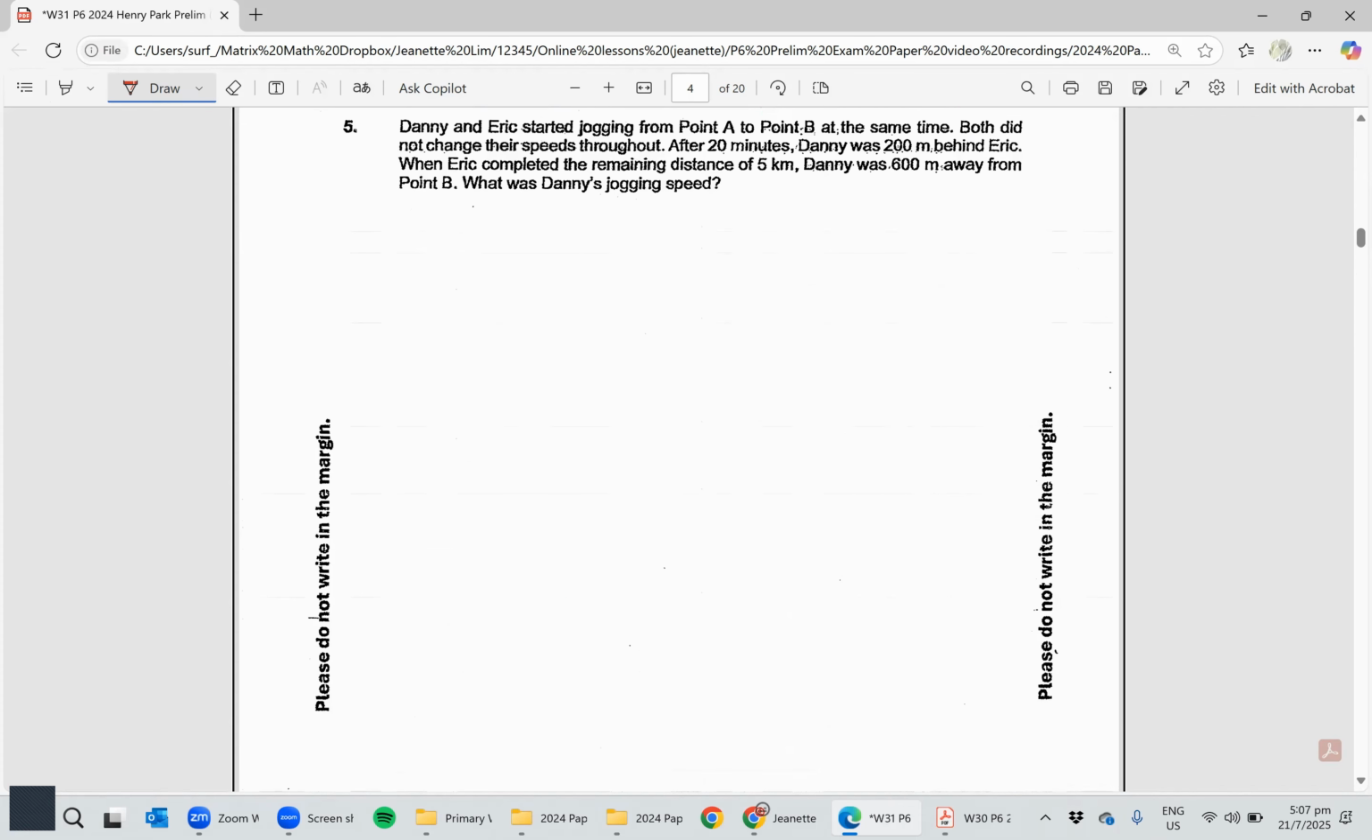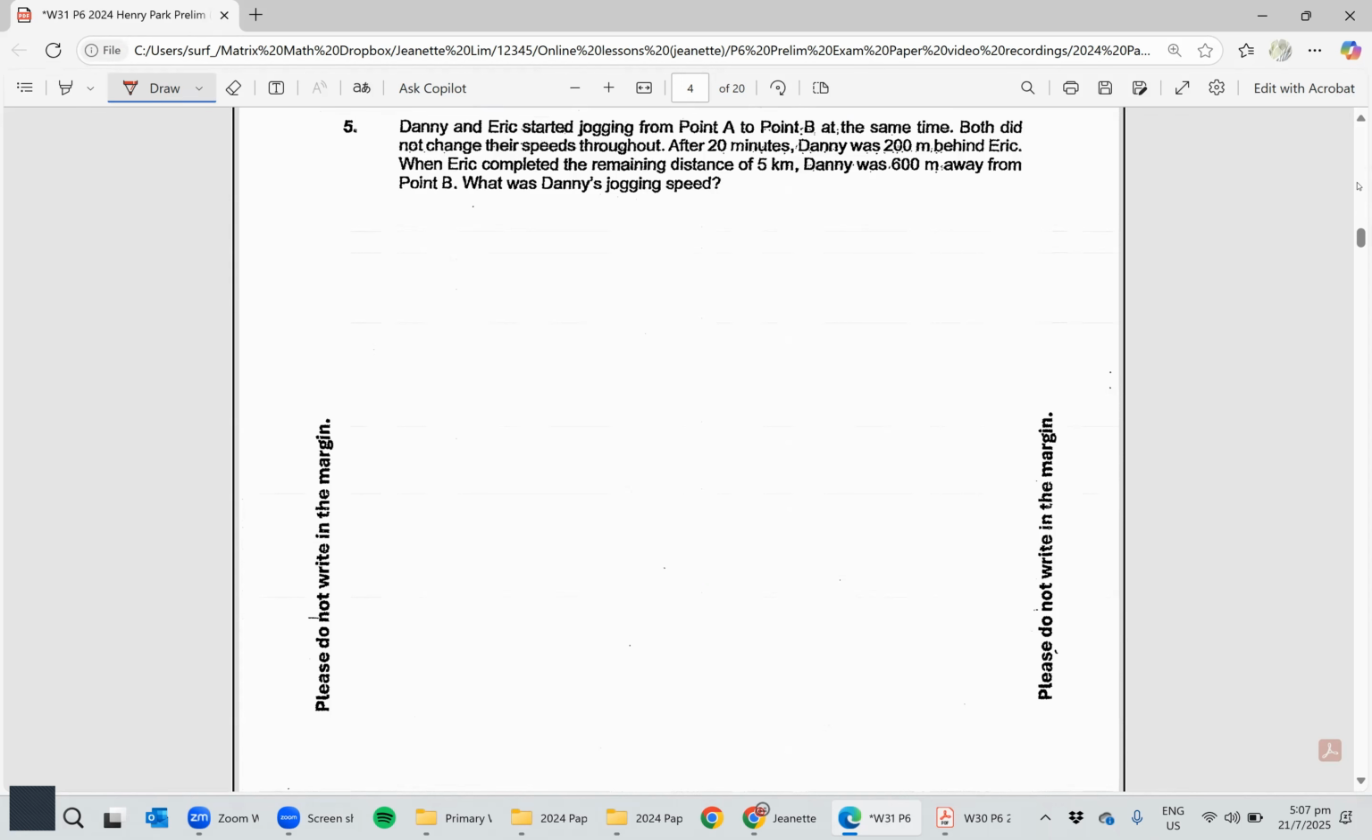Question 5. Danny and Eric started jogging from point A to point B at the same time. Both did not change their speeds throughout. After 20 minutes, Danny was 200 meters behind Eric. When Eric completed the remaining distance of 5 km, Danny was 600 meters away from point B. What was Danny's jogging speed?